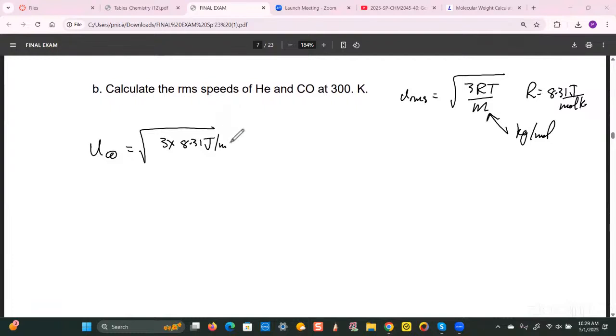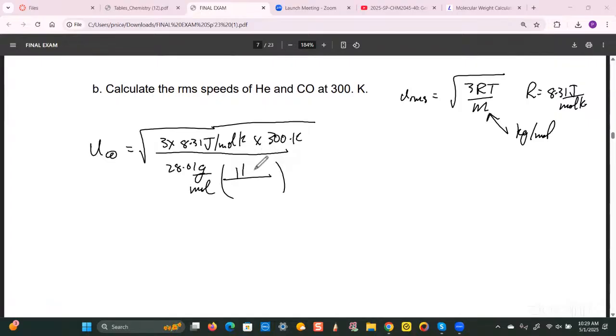Joules per mole Kelvin times the temperature, which is 300 Kelvin. And then we divide that by the molar mass. Now, the molar mass of carbon monoxide is 12.01 plus 16, so that's 28.01 grams per mole, but you have to convert that to kilograms per mole. So you're going to have 1 kilogram here, 1,000 grams here, and that's how you do that, right?